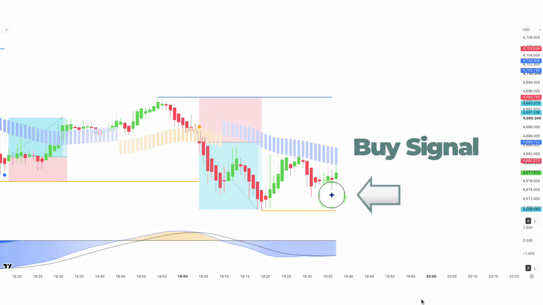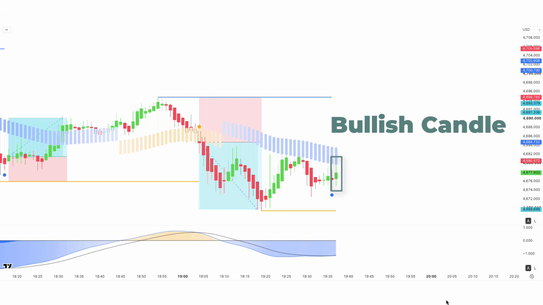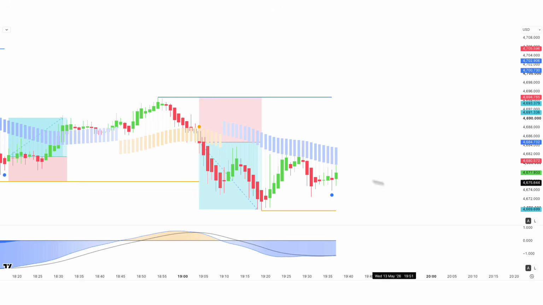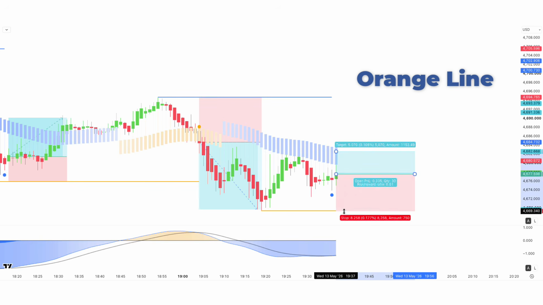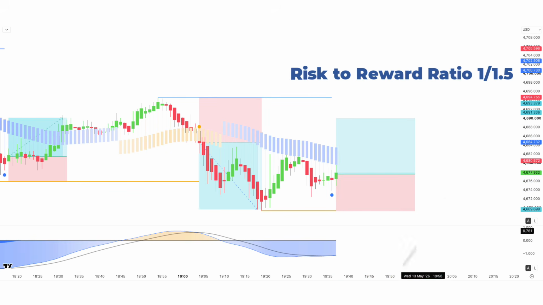Here the Nadaraya-Watson regression label up is a buy signal. Here the liquidity sweeps indicator shows the blue area. Here the market has made a bullish candle to give confirmation. So all our conditions are being fulfilled, so we are placing an order to buy. Our stop loss is to be placed at the orange line, and the risk to reward ratio will be 1:1.5.